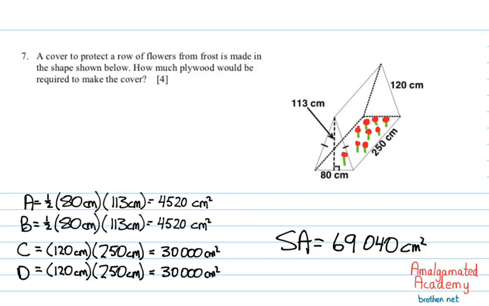Now calculate that area and that area, and those are each 4,520 square centimeters, and we need to calculate this side right there, that's 30,000 square centimeters, and we calculate this side right here, another 30,000 square centimeters, and you end up with 69,040 square centimeters. And of course, if you walk into Home Depot and say, please give me 69,040 square centimeters of plywood, they will laugh at you, but hey, that's all part of the fun.